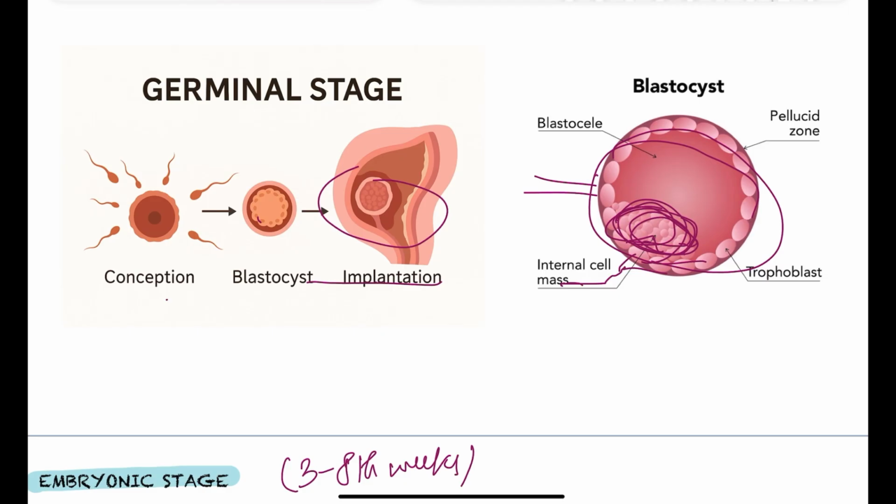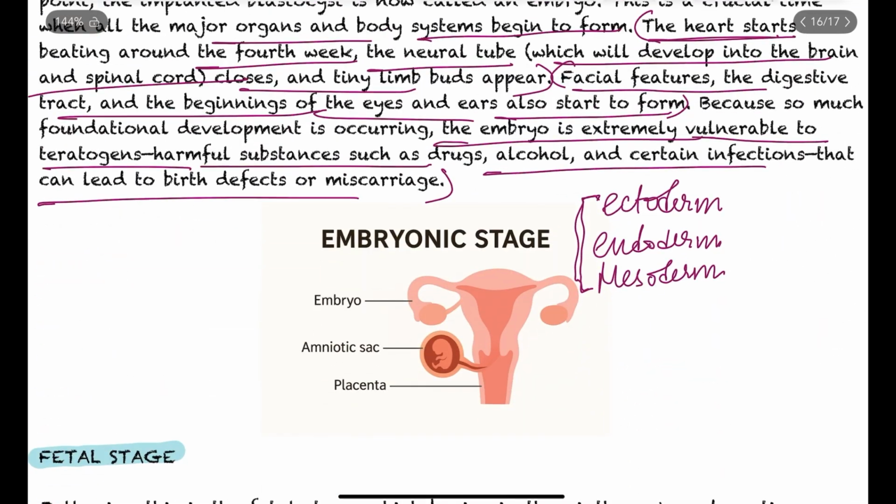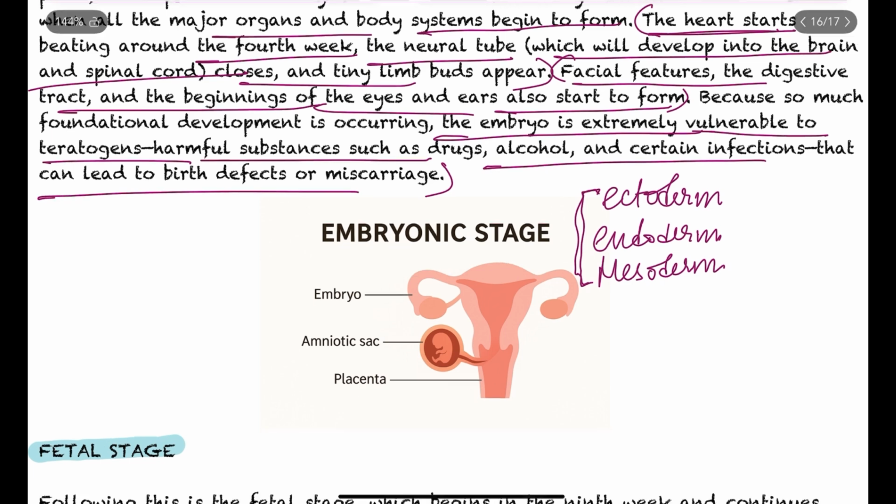So you can see this thickened cell mass here. This cell mass is dividing into ectoderm, endoderm, and mesoderm to sculpt all the things like pancreas, liver, and all that. So you have to study it very well.